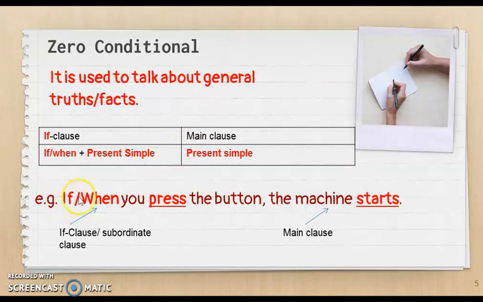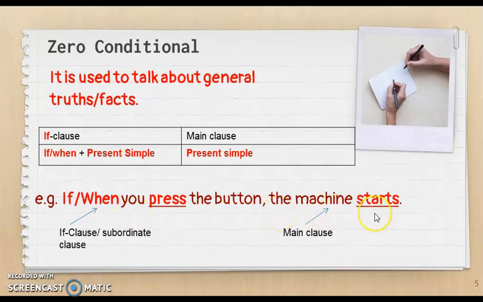You will notice that if and when are used interchangeably. You can say, when you press the button, the machine starts. For conditional tense, what you will be looking at is the signpost of if, the small keyword if. When you see if in a clause, this type of sentence is called a conditional sentence. When it is referring to general truth or facts, we call it zero conditional.